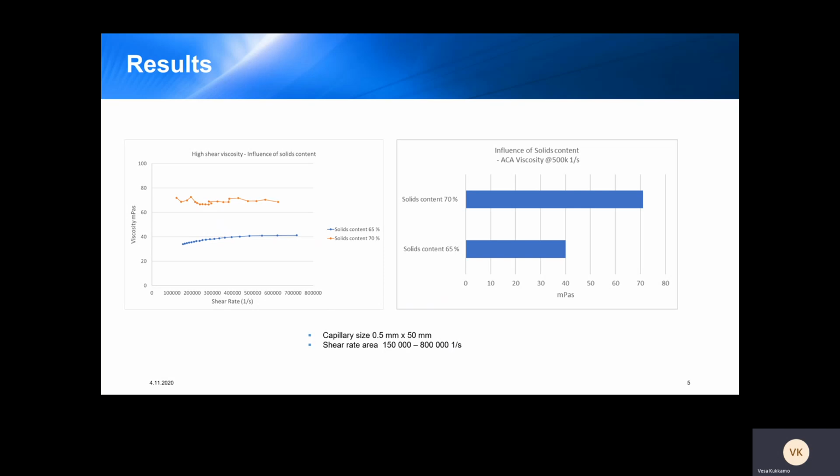and because the curve is not anymore so stable, we are reaching the point where the solids content is at maximum, and therefore we have to be careful at this high solids content when we are running these formulations in the machine. We also indicated the ACA viscosity, which is taken from 500,000 shear rate. So there we see that a 5% increase in solids content is causing viscosity increase from 40 to 70.